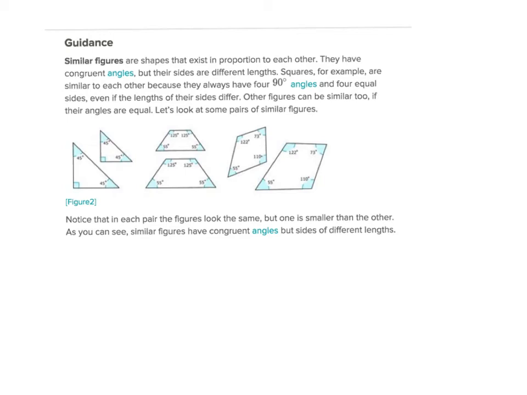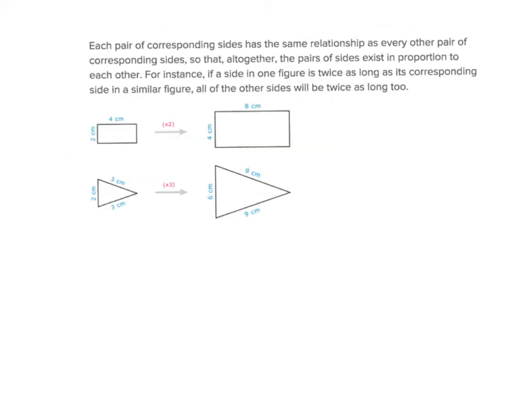So we started talking about similar figures yesterday. The important thing to remember about similar figures is that all the angles are the same, but the sides are different. The sides need to all increase by the same amount in order to keep the shape. So for each pair of corresponding sides, you can see that they're increasing by a scale factor of 2.